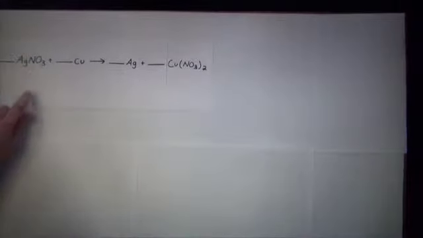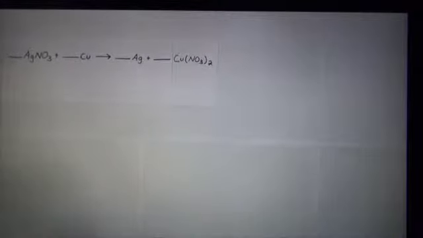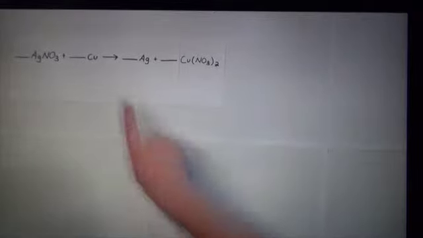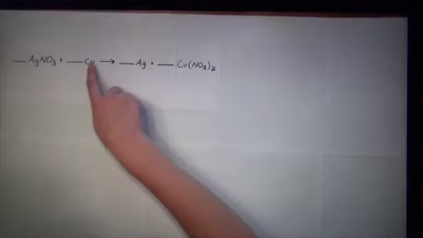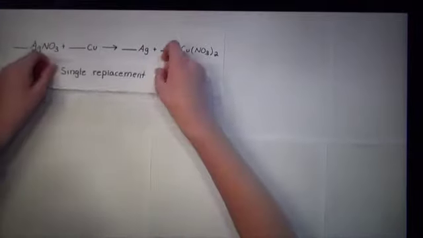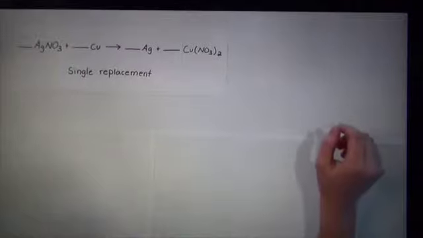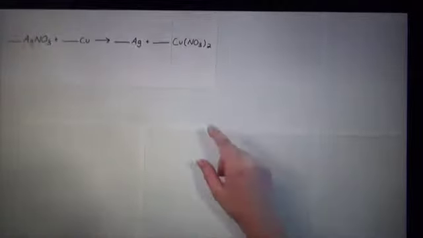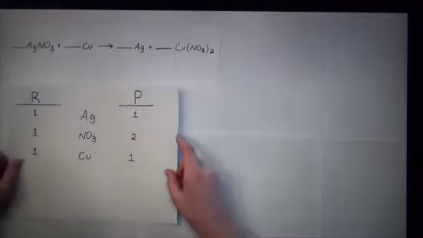Okay, so now we're going to do a stoichiometry calculation. If we're given this formula, first we need to figure out what type of equation it is. And this one, we see copper is taking the place of silver in silver nitrate. So this is a single replacement equation. Now that we know that, we have to balance it because right now it's not balanced. So this is what we have right now.